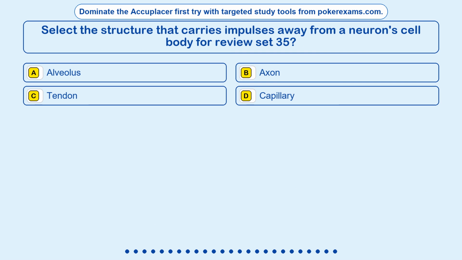Question 24. Select the structure that carries impulses away from a neuron's cell body for review set 35. Option A, alveolus. Option B, axon. Option C, tendon. Option D, capillary.